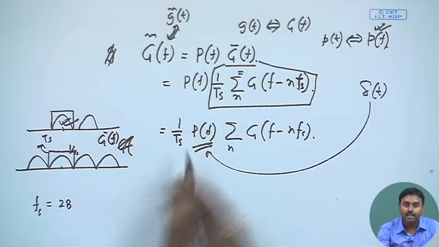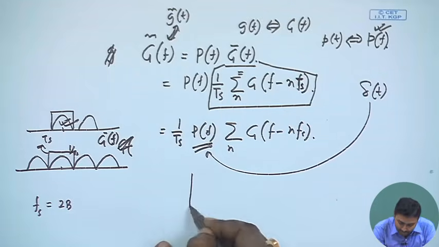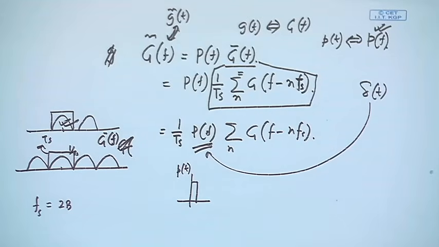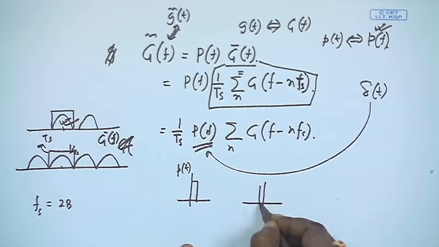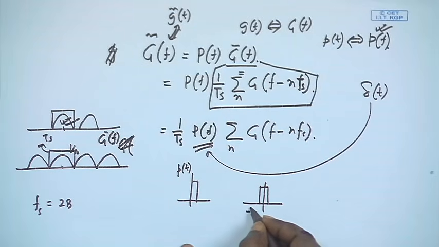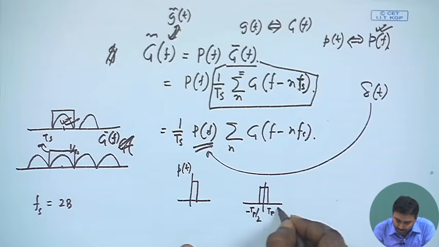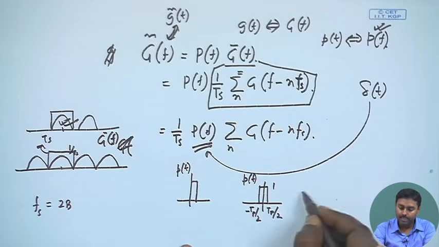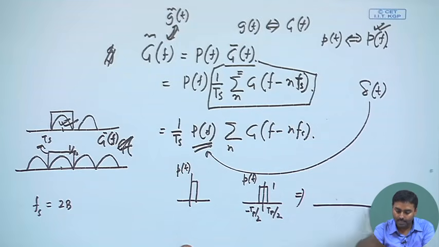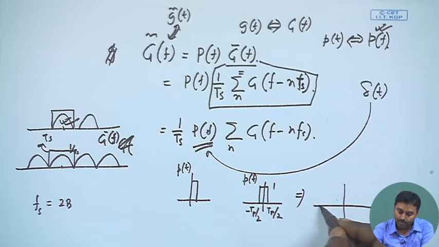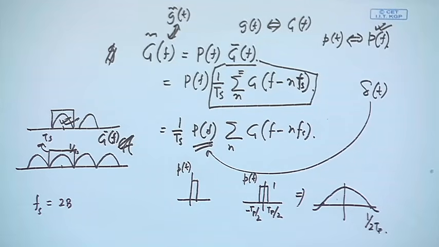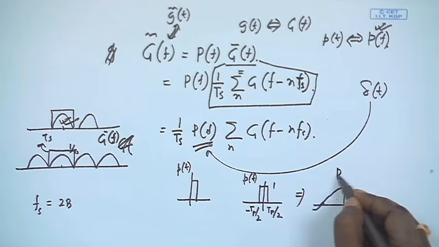Now, consider any non-ideal case of P(f). Suppose my P(t) looks like this, a pulse of certain duration, defined from minus Tp by 2 to plus Tp by 2, okay. Strength is 1. So, that is my P(t). Immediately what will become the P(f)? P(f) will look like a sinc function, because this is a box function. Because the width is Tp, the first null should be at 1 by Tp, okay. So, that should be my P(f).